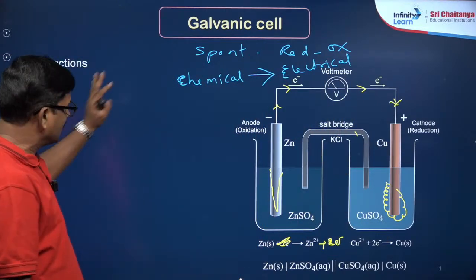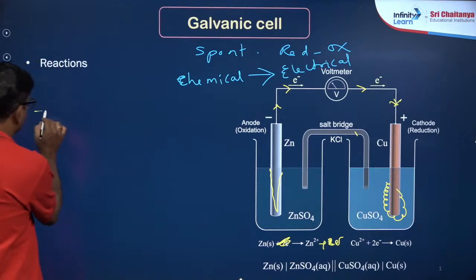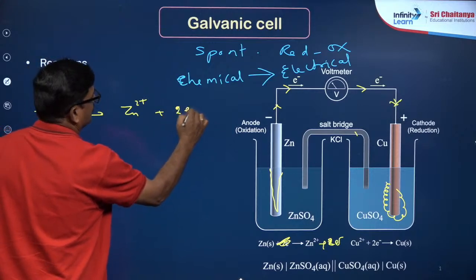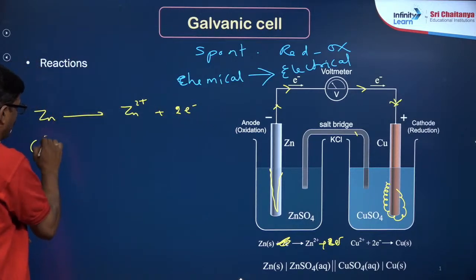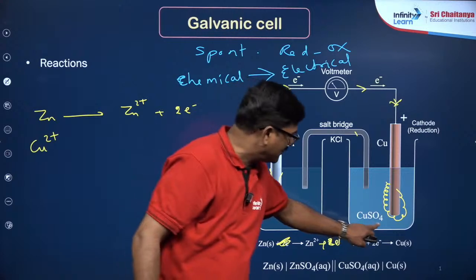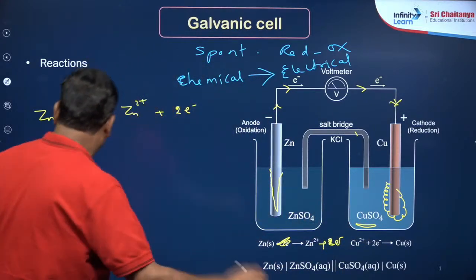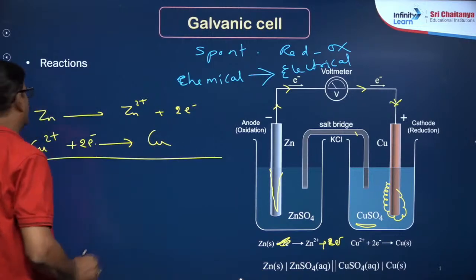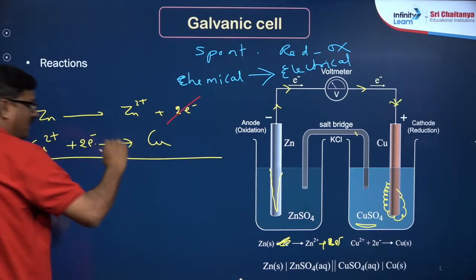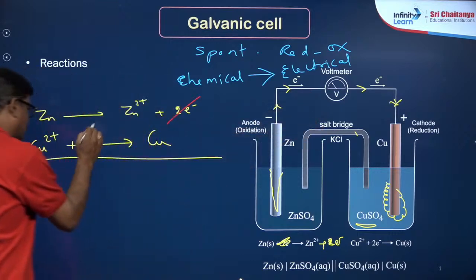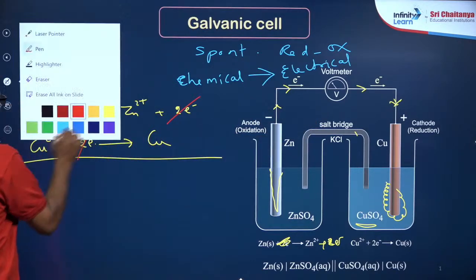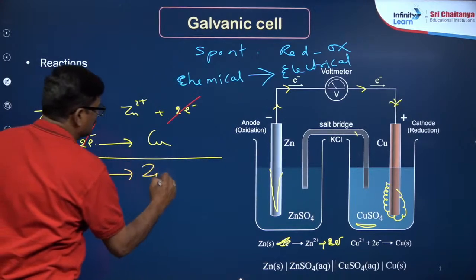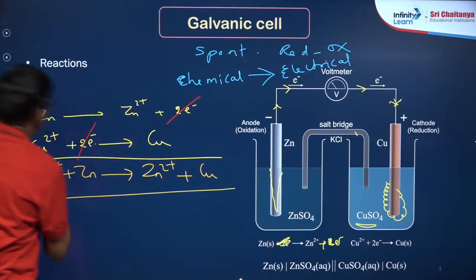That is the reason why, in the reactions that take place, zinc loses 2 electrons and becomes zinc 2 plus, and copper 2 plus that is already available in the form of copper sulfate in this vessel gains electrons and becomes copper. So in the overall reaction, 2 electrons are given by zinc and those electrons are captured by copper. As a result, you will have copper 2 plus plus zinc giving rise to zinc 2 plus and copper. So this is the overall reaction.